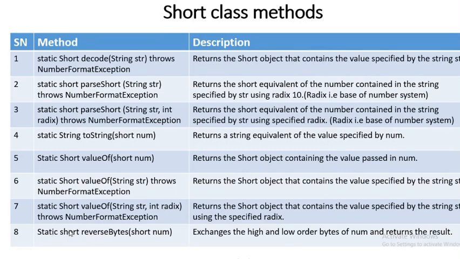Next, return type is primitive short, reverseBytes, and the argument is short number. So whatever short number you are giving over here, its bytes will be reversed, and whatever new number is generated will be given as a primitive short data type. So it exchanges the high and low order bytes of num and returns the result.